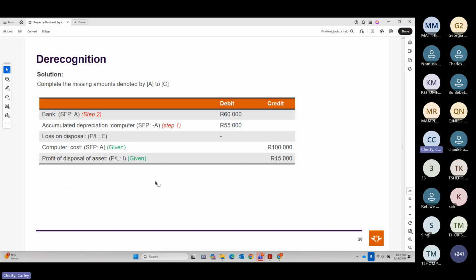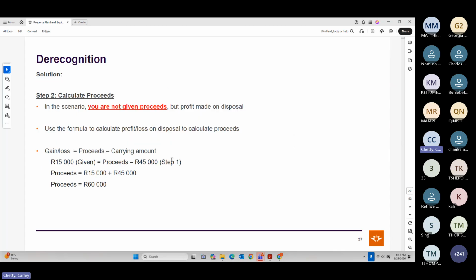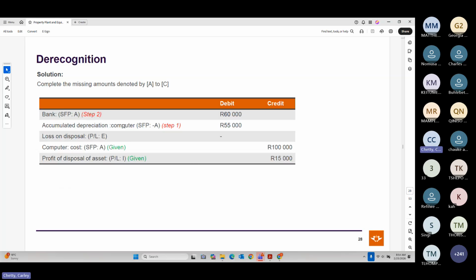So now we have worked out the proceeds. Now we can complete the missing numbers. In our journals, we are debiting bank with 60,000, the proceeds we just calculated. Then we are debiting the accumulated depreciation account. We are stripping out the accumulated depreciation relating to the computer on disposal. We didn't have a loss, so we ignore that line item.